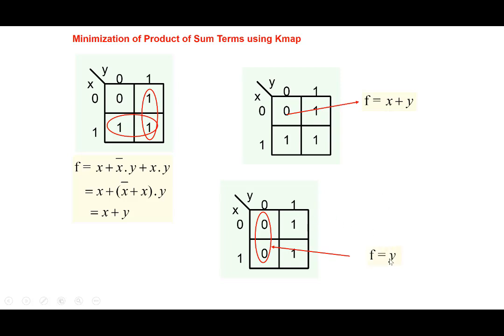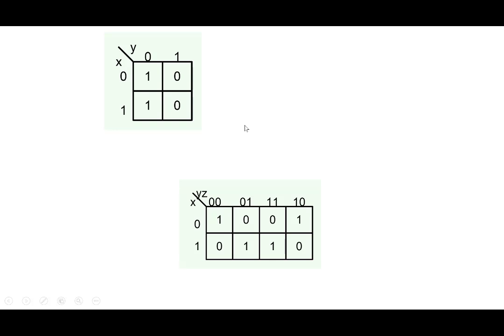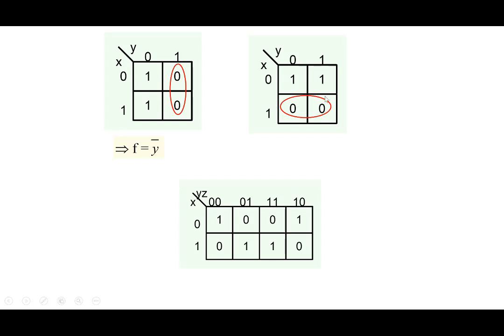Okay, so this is in the product of sum terms here. So focusing on 0, you combine them together, x goes away, so f is equal to y bar. Well, if you look at here, you combine these two zeros together, and y will go away, x is 1, so you write it as f equal to x bar here.